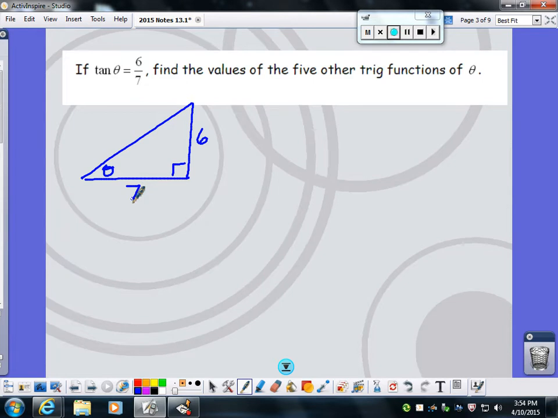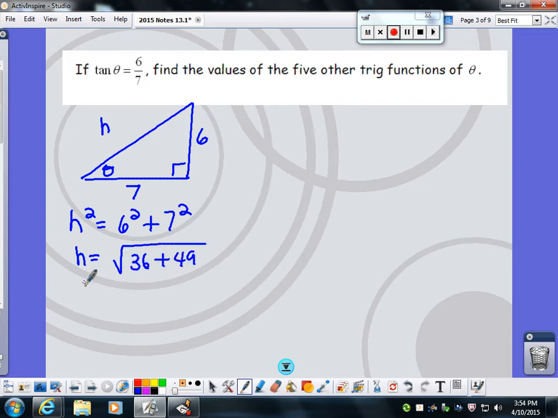Remember here, we're going to use the Pythagorean theorem. So h squared is equal to 6 squared plus 7 squared. So h is equal to the square root of 36 plus 49, so h is equal to the square root of 85. And 85 we can't break down, so we're going to leave it as the square root of 85.